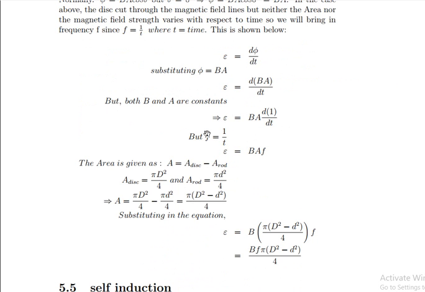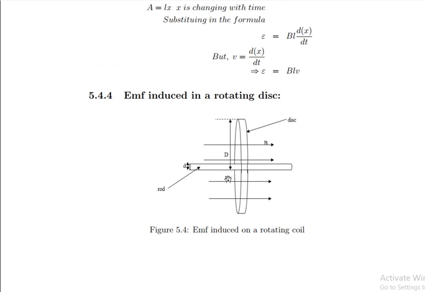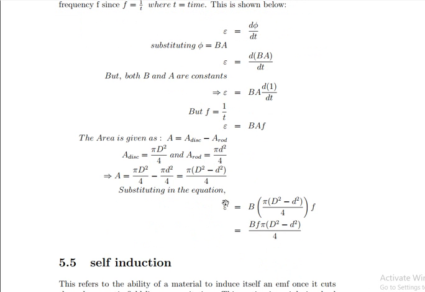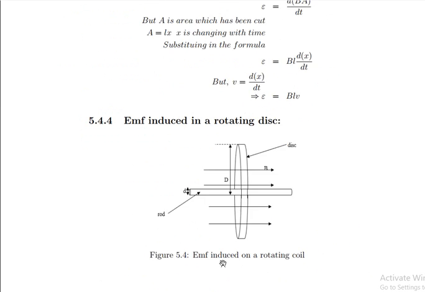But 1 over t is going to be the frequency. So the EMF is going to be equal to BAf. Now this area of the disc is going to be this large area minus the small area of the rod here. So we have the area of the disc minus the area of the rod. The area of the disc is equal to pi D squared all over 4, and the area of the rod is pi d squared all over 4. When you subtract, you have A equal to pi into D squared minus d squared all divided by 4. Substituting back in this equation, the EMF is equal to B into pi D squared minus d squared all over 4 times the frequency. So this is your final formula for the EMF that's going to be induced in this small system here.